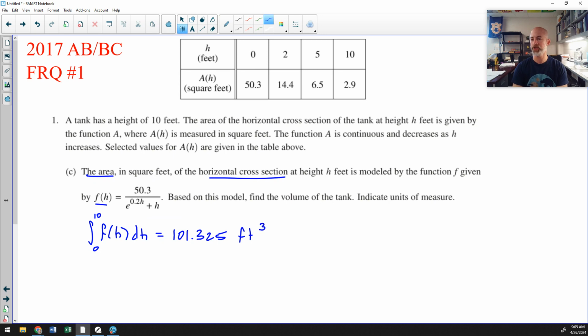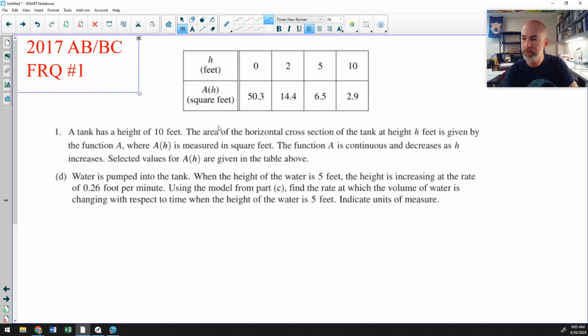Indicate units of measure. Make sure you include units when they ask. If they don't ask for units, then don't offer them. You only answer the questions that they ask. Don't volunteer information, but they did actually say indicate units of measure. And then part D, water is being pumped into the tank. When the height of the water is 5 feet, so we're looking at a time when the height of the water is 5 feet, the height is increasing at it.